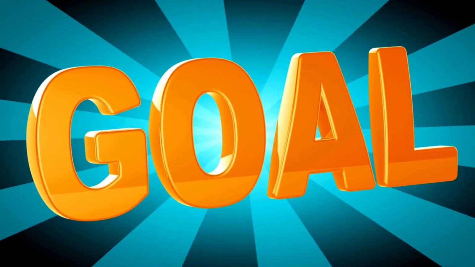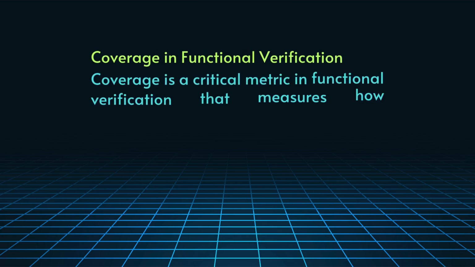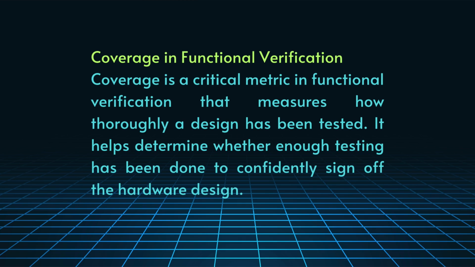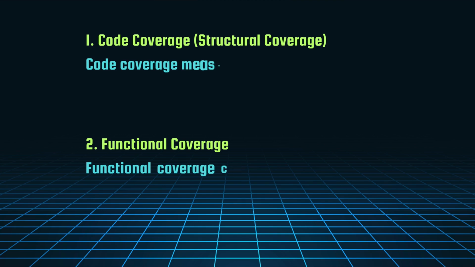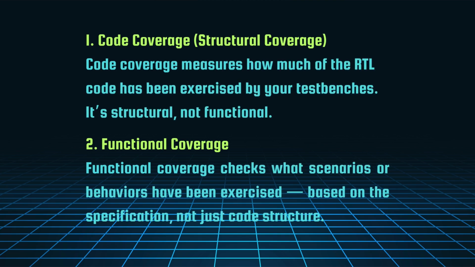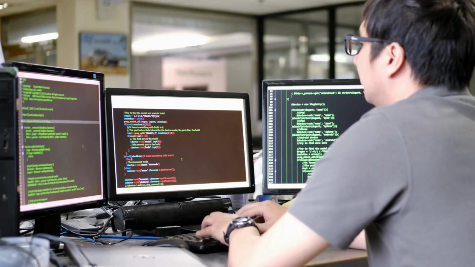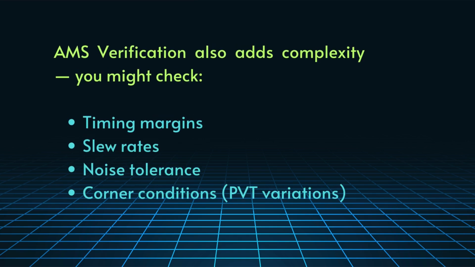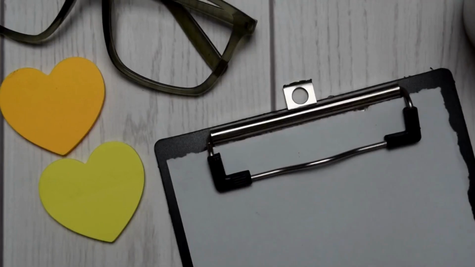Now our fifth step: we need to know what our goal for verification is. Therefore there is a term called coverage. We will cover how much of the features is covered and verified. For that we have two types of coverage: code coverage and functional coverage. In code coverage we check whether every line of code is working or not, and in functional coverage we check whether all the functional features are verified or not. And we will also verify timing, slew rates, noise tolerance, and corner conditions like PVT.